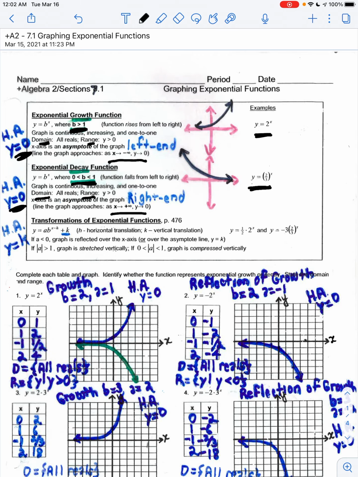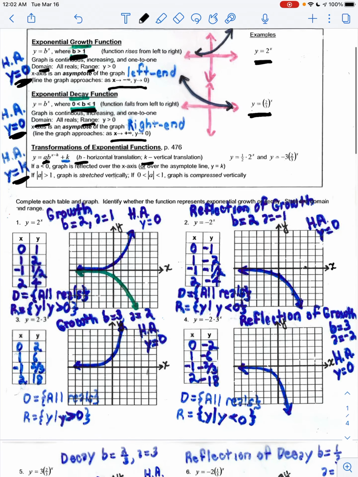Then we have transformations of exponential functions. That's where graphs of exponential functions either shift vertically or horizontally, up or down. In the equation, h is a shift horizontally, k is a shift vertically, and a, the number out front, times the base, is going to give you a stretching or shrinking or a reflection of the graph either over the x-axis or the asymptote line y equals k.